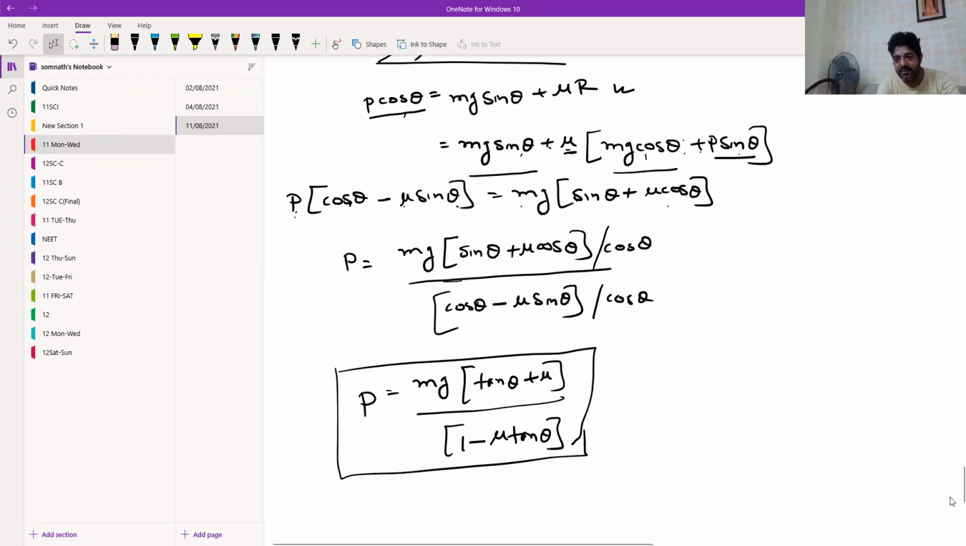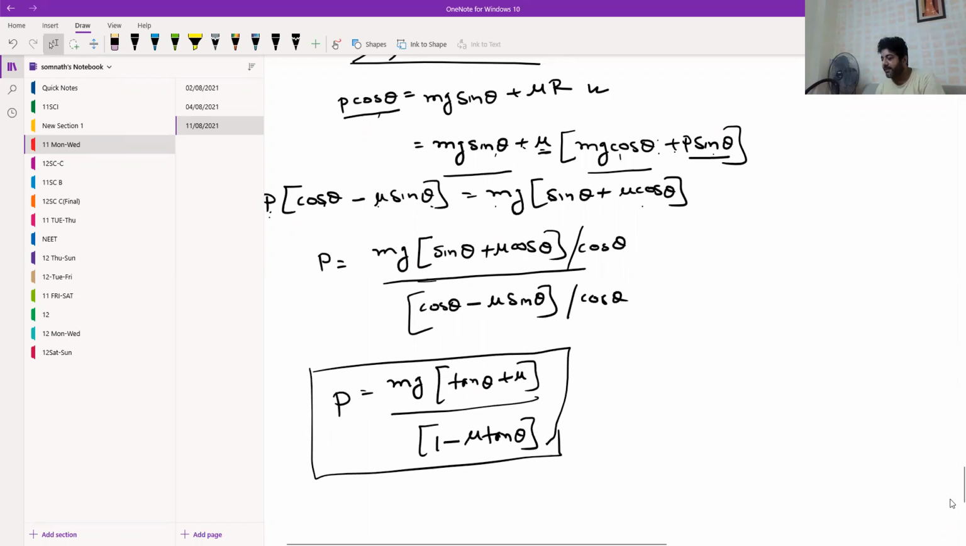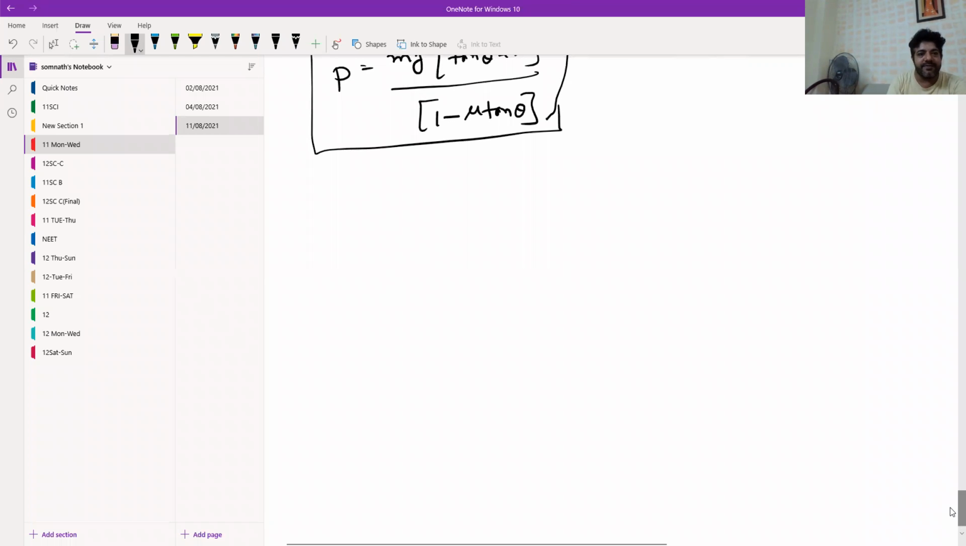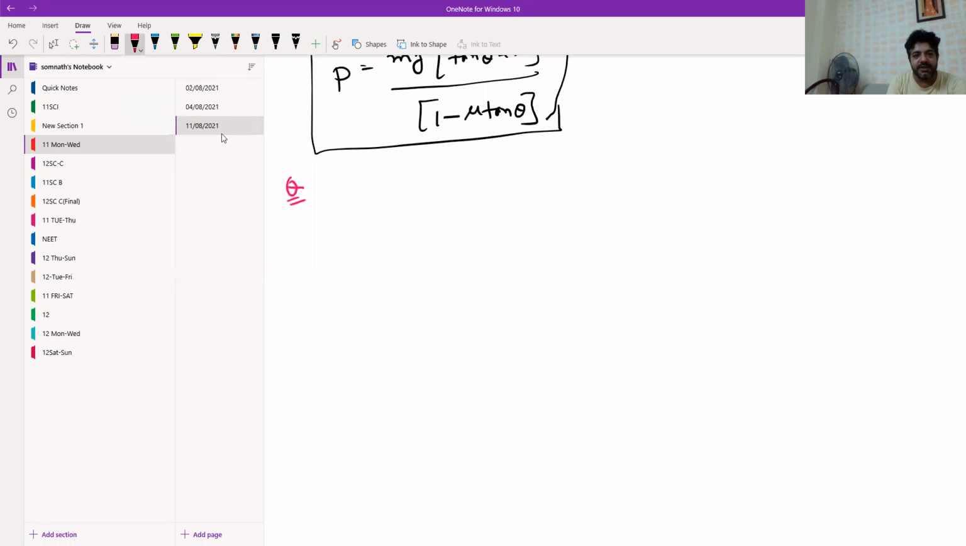So this type 6 is done. I will show you different types of questions. After that, first of all, I want to show you two theoretical questions which are very important in terms of your class 11 school exam. These two theoretical questions are very important. The first one is the angle of friction.